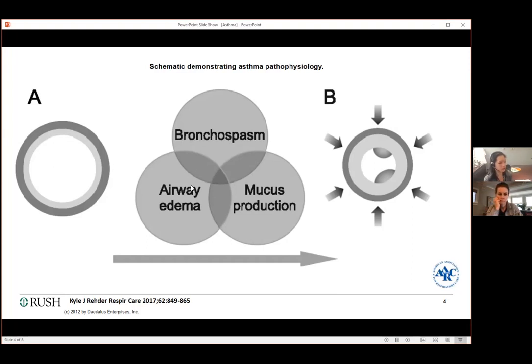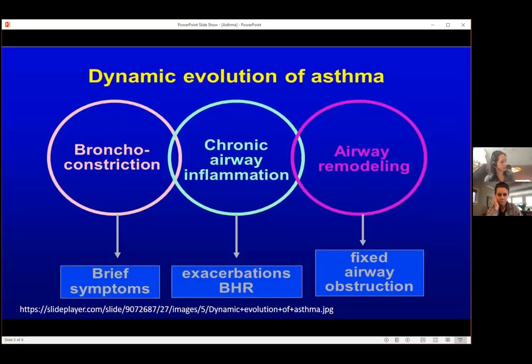This is just another schematic of a potential triad. This is a nice open airway. And then this happens: airway edema, which is a result of the inflammation, and mucus production, also a result of the inflammation. Bronchospasm is the smooth muscle contraction, so you'll see it's constricting, the airway is getting smaller, and then it is filled with mucus plugs in the middle. And lastly, this goes back to the first blue slide. We talked about bronchoconstriction, which is the same thing as bronchospasm. This is brief, and it is reversible with the application of a bronchodilator.